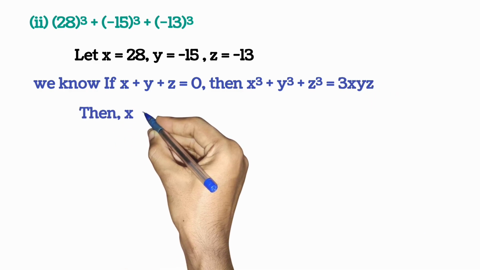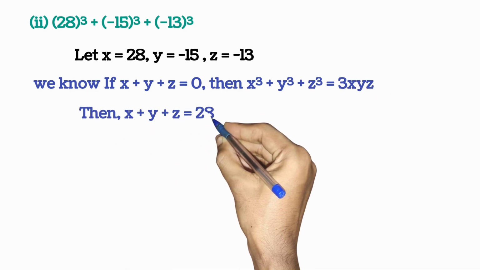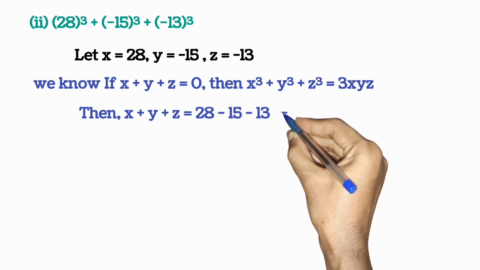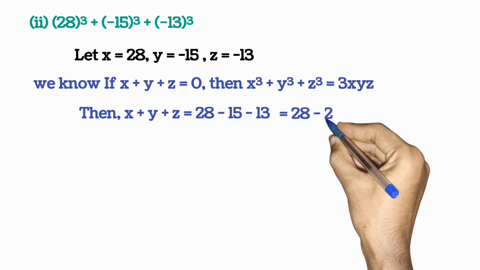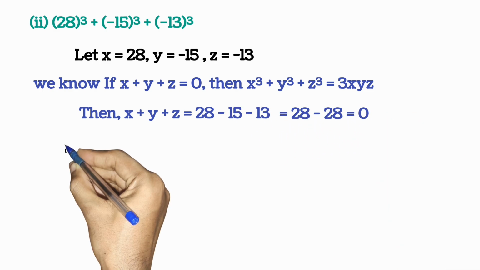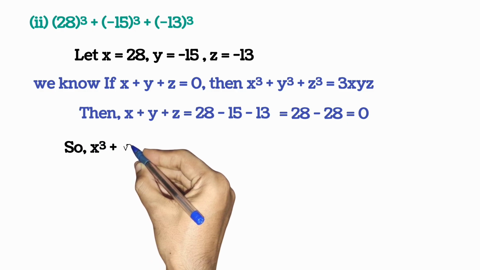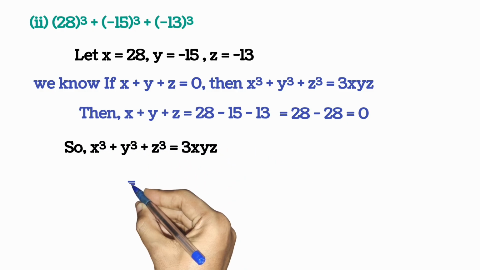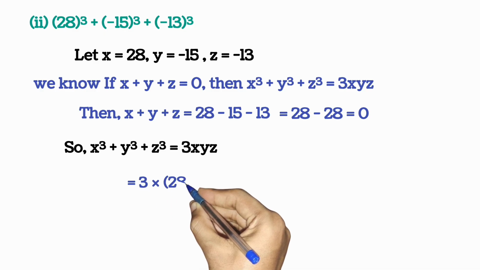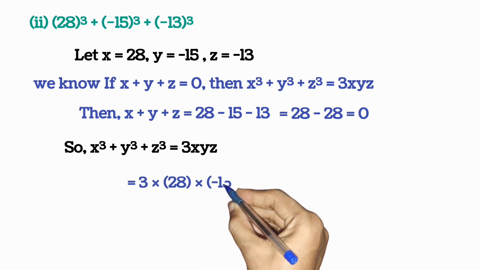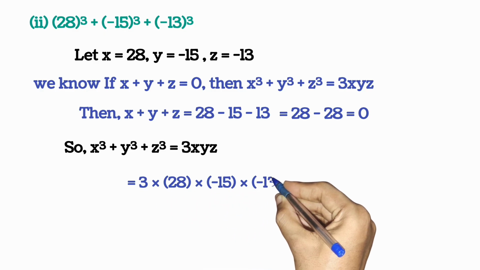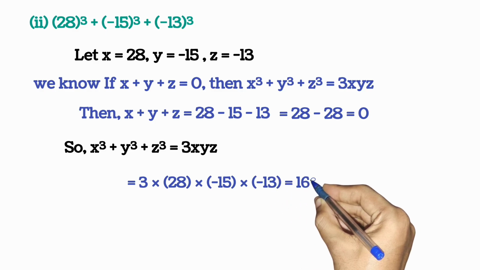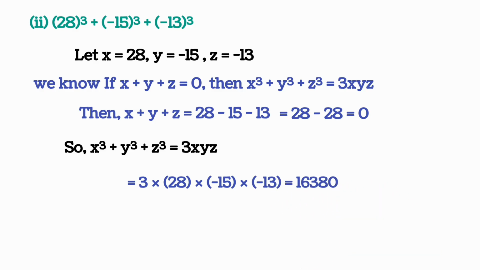Then x plus y plus z equals 28 minus 15 minus 13, that is 28 minus 28, which equals 0. So x cube plus y cube plus z cube is equal to 3 into x into y into z. Then 3 into 28 into minus 15 into minus 13. After multiplication we get 16380.